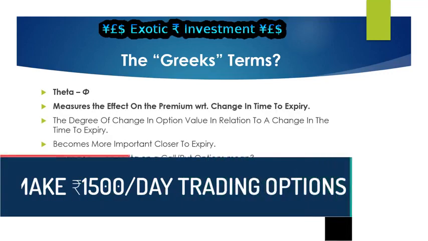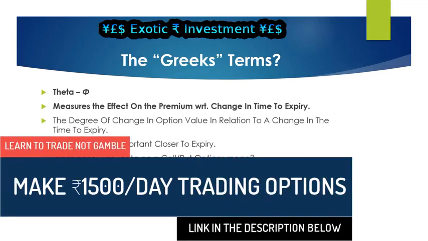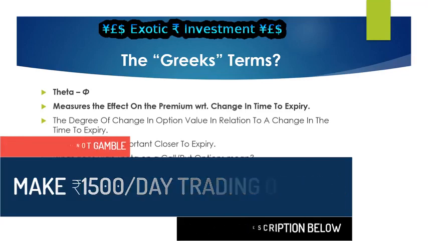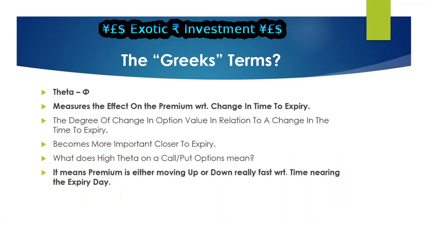So the last Greek is theta. It measures the effect on the premium with respect to the change in time to expiry. What does that mean? The degree of change in option value in relation to the change in time to expiry. Let's analyze this. It is the degree of change in option value, how much the option value changes as it nears the time of expiry.